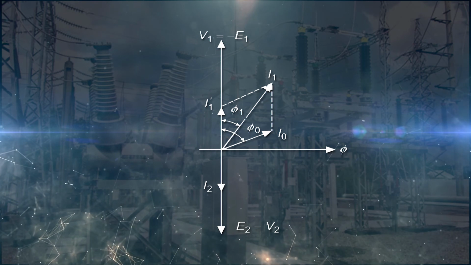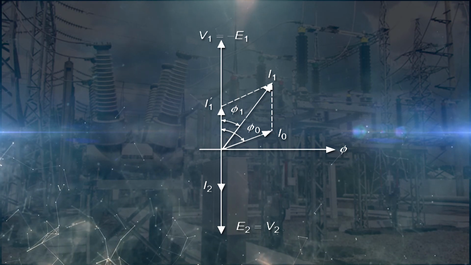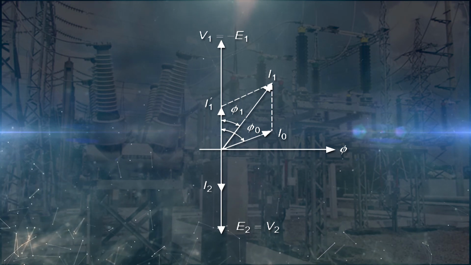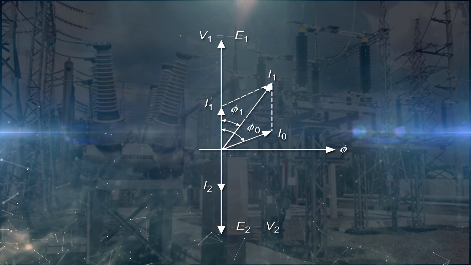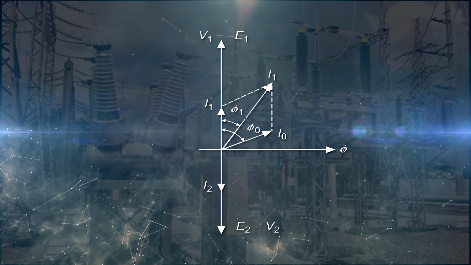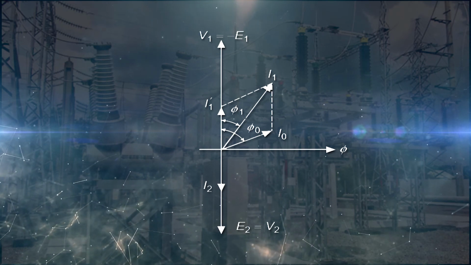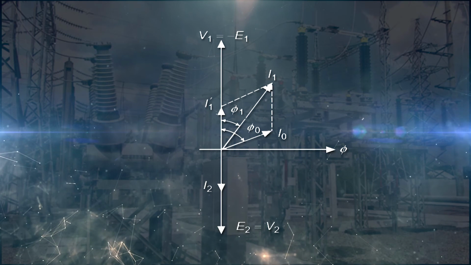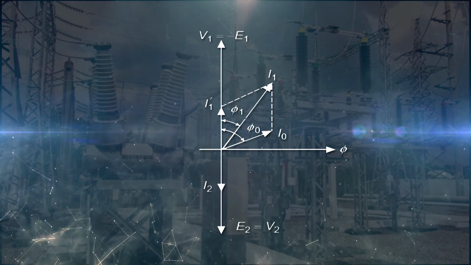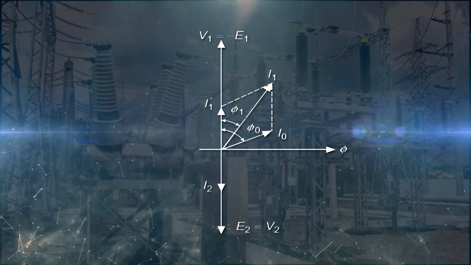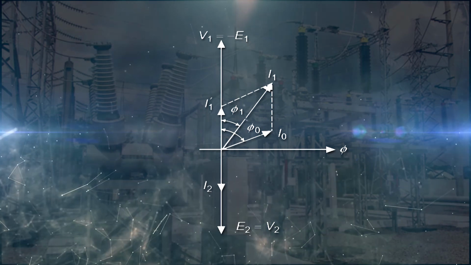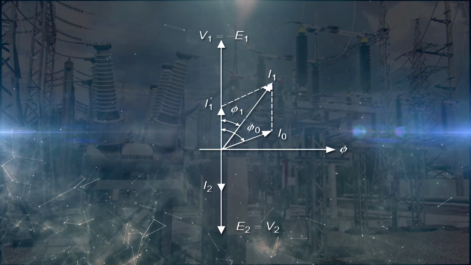Here you can see that flux phi has been shown on the horizontal axis, and this flux is set up due to the magnetizing current Im, which is the horizontal component of the current I0. This Im is I0 sin phi 0. Because we are discussing the resistive load, the current and voltage are in the same phase. So when a resistive load is connected on the secondary side, I2 and V2 are in the same phase.